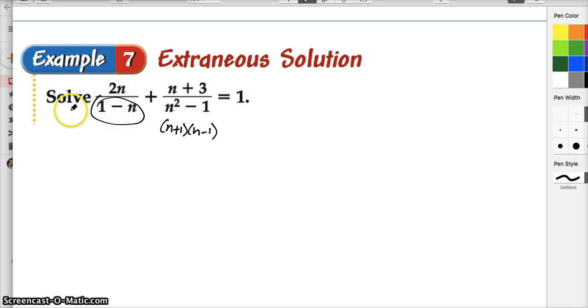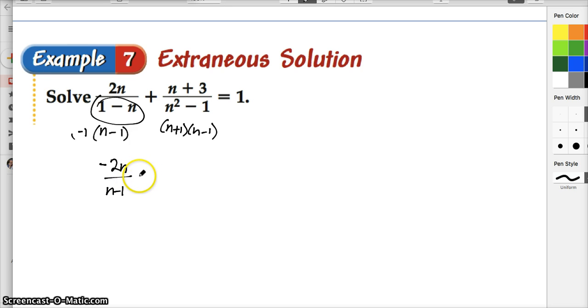If I were to factor out a negative 1, I would get n minus 1 with a negative 1 on the outside. I can compensate for that by multiplying the top and bottom by negative 1 in order for me to end up with an equivalent fraction of negative 2n over n minus 1.